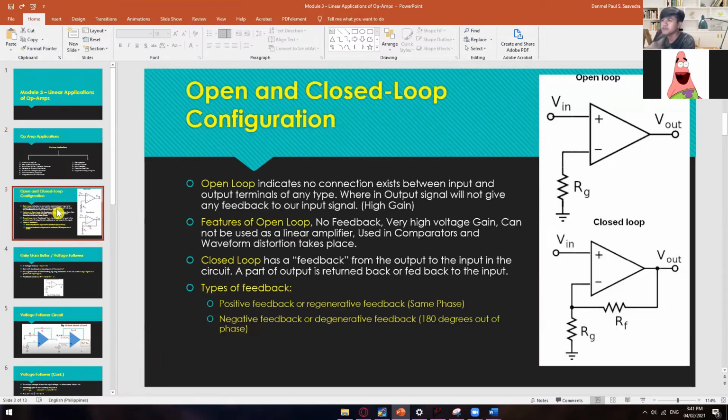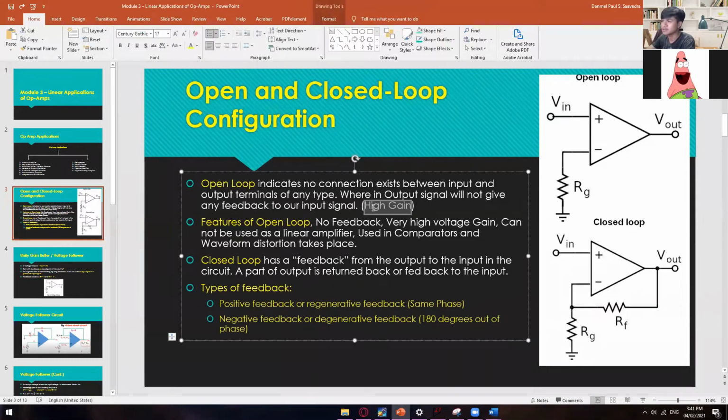But before that, let's just recall what the open loop and the closed loop configurations are about. For the open loop, again, this indicates that there is no connection between the input and output terminals of any type of circuit or amplifier. So our V out is as it is. It will not give feedback to our input. It doesn't have a connection or a feedback resistor, wherein the output signal will not give any feedback to our input signal.